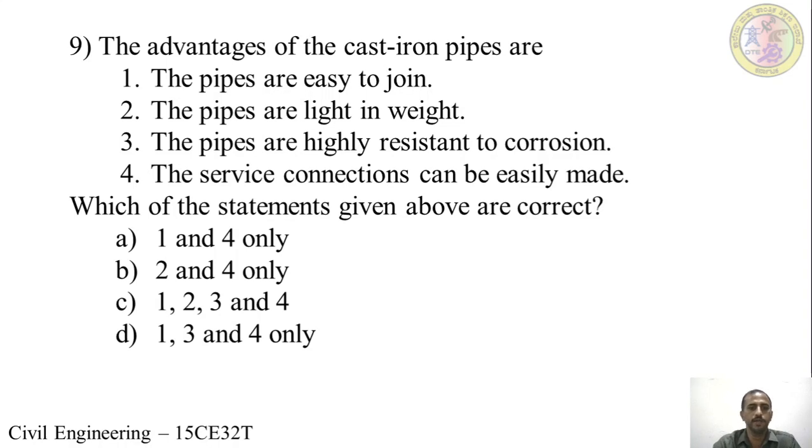A. 1 and 4 only, B. 2 and 4 only, C. 1, 2, 3 and 4, D. 1, 3 and 4 only. And the answer is D. 1, 3 and 4 only. Advantages of cast iron pipes are they are easy to join, highly resistant to corrosion, service connection can be easily made, but they are not light in weight. They are heavy in weight.